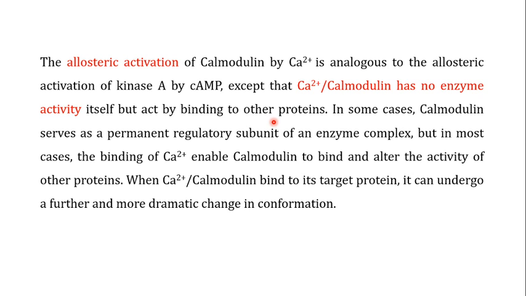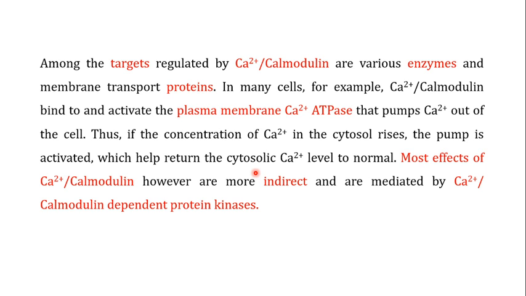Now, in some cases, calmodulin can serve as a permanent regulatory subunit of an enzyme complex, but in most cases, the binding of calcium enables calmodulin to bind and alter the activity of other proteins. Now, if you talk about the specific targets of this calcium calmodulin, they can be enzymes or membrane transport proteins.